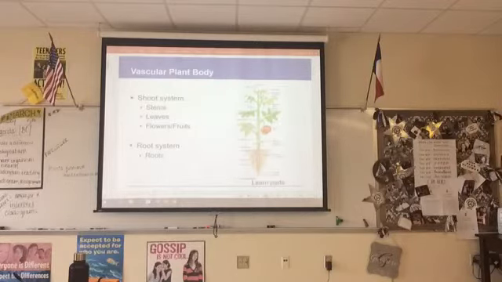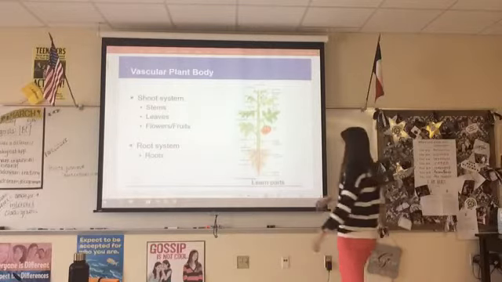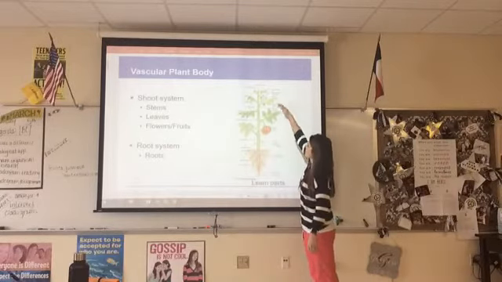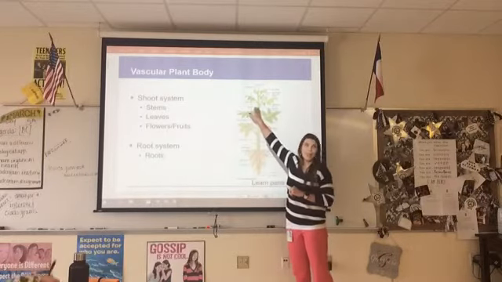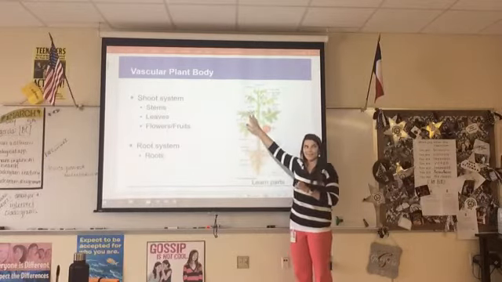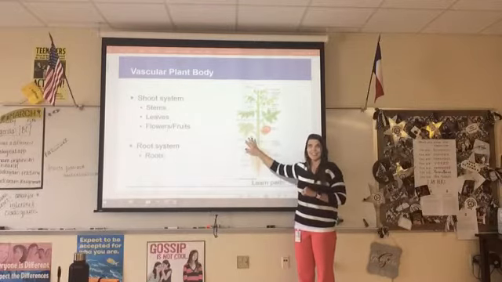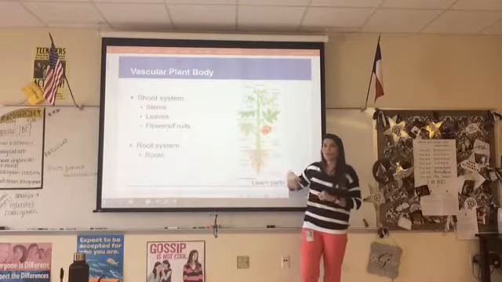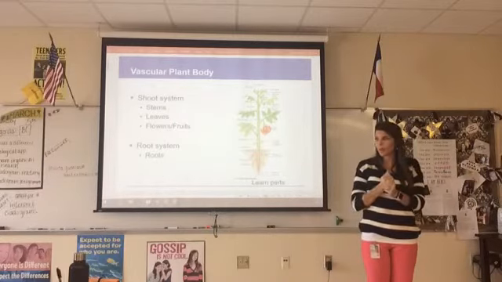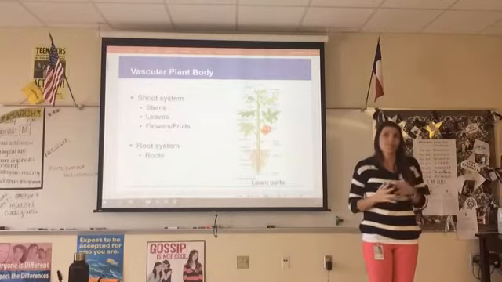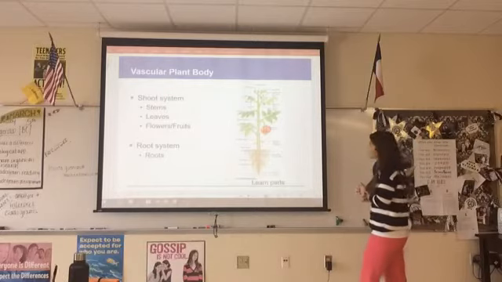So here we have just a basic plant. Shoot system above ground, root system below ground. You can see the stem and leaves. This plant has a fruit. So is it an angiosperm or a gymnosperm? Angiosperm. This plant's really good at having babies.